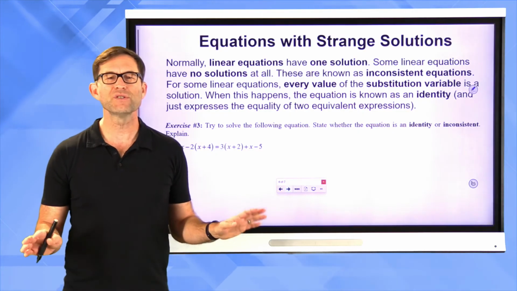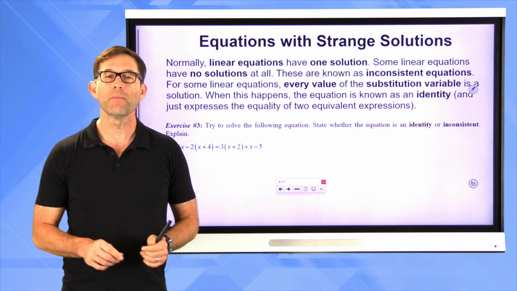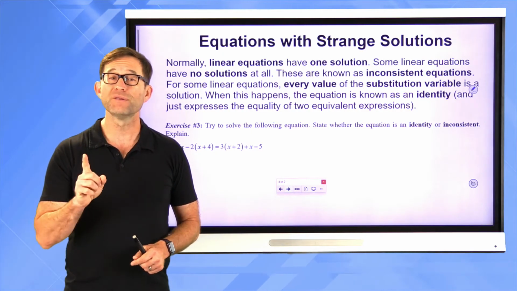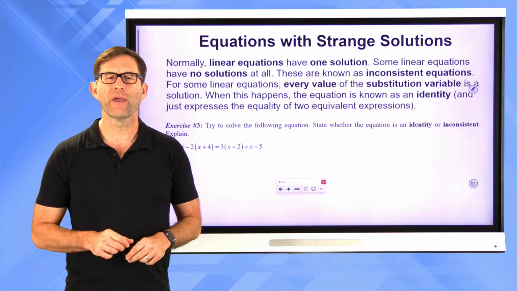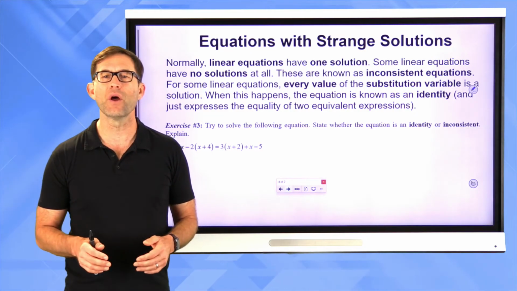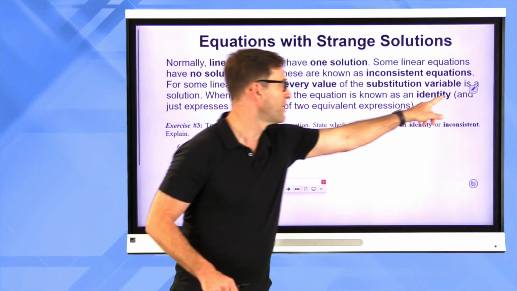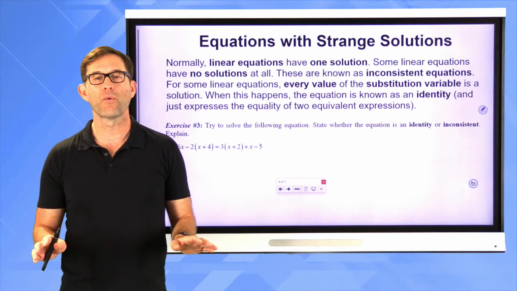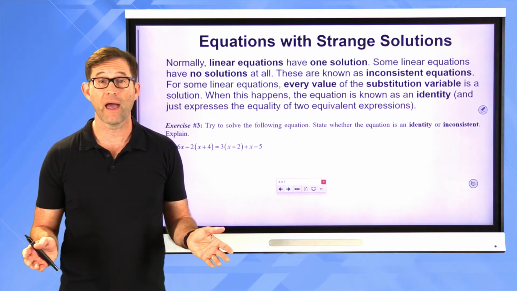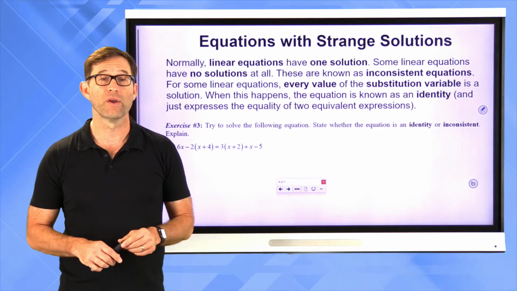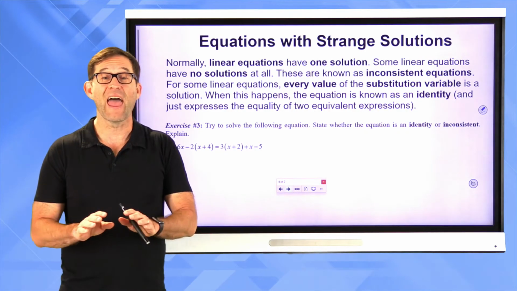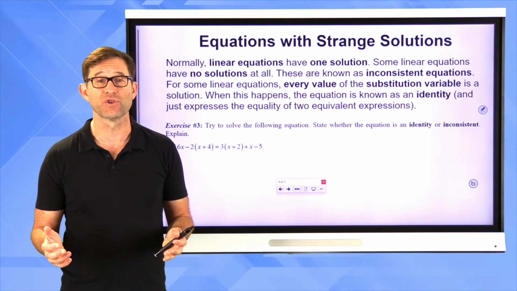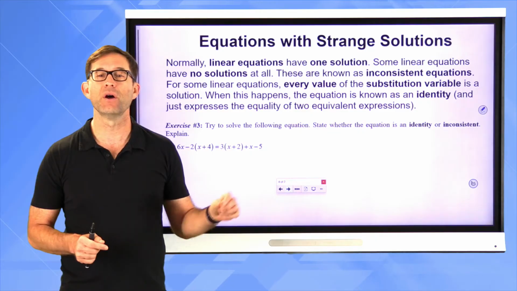All right, equations with strange solutions. Now, normally linear equations, again, equations where the variable is to the first power, have one solution, all right? Some linear equations, though, have no solutions at all, and these are known as inconsistent equations. So if I've got a linear equation that has no solutions, and that can definitely happen, that's what's known as an inconsistent equation. Some linear equations, every value of the substitution variable is a solution, literally an infinite number of solutions. And when this happens, the equation is known as an identity.